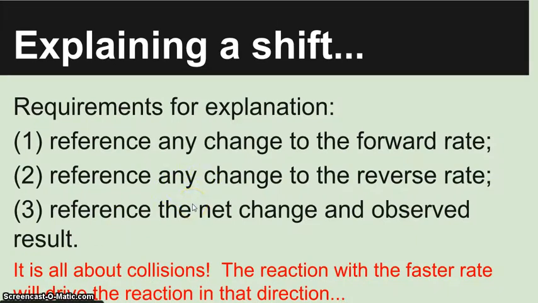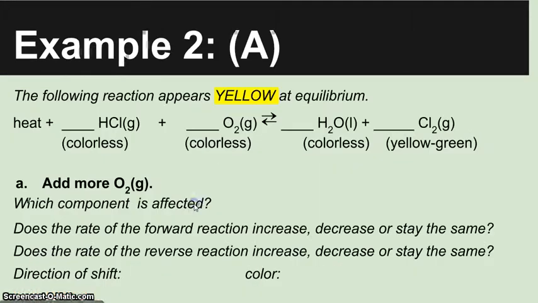Let me go through as many examples as I can, and we'll see if you can get it. Hopefully we can get through all of the second example here. So example 2, this is part A. This is a yellow reaction. We've got HCl and oxygen reacting to make chlorine gas and water. Notice we have a liquid here, water, and the rest are gases. This is an endothermic reaction, so heat is a reactant.